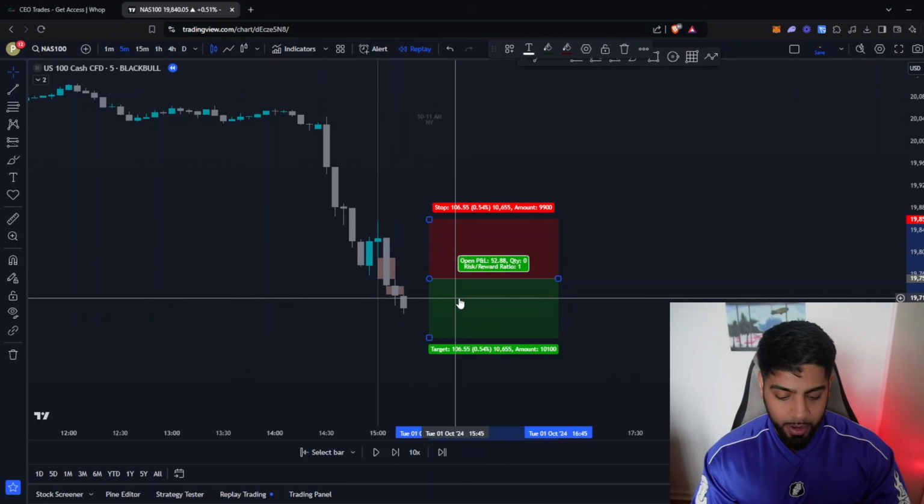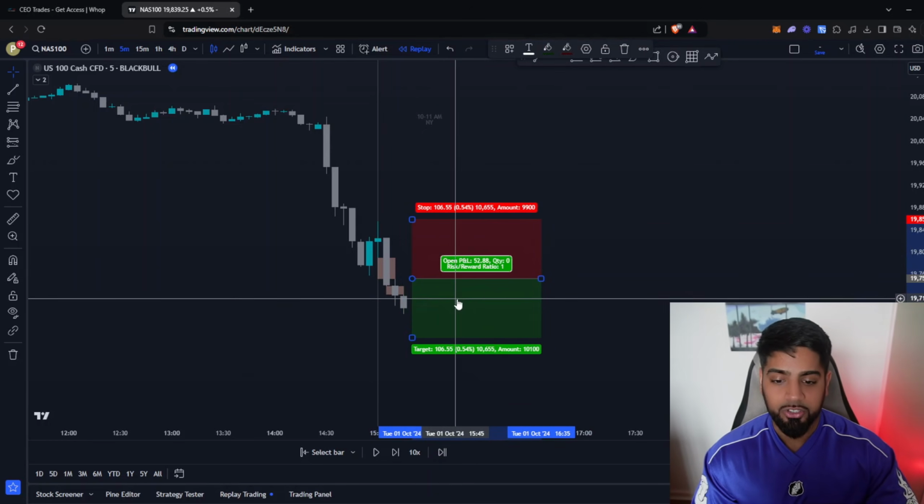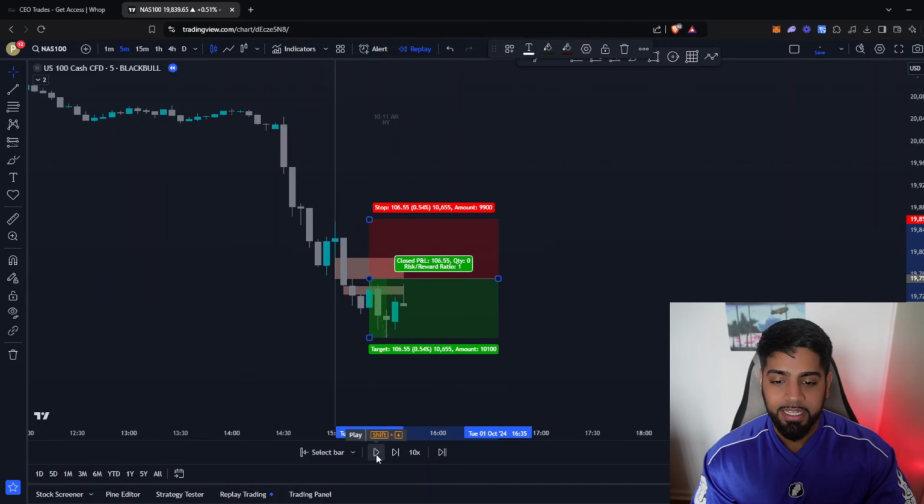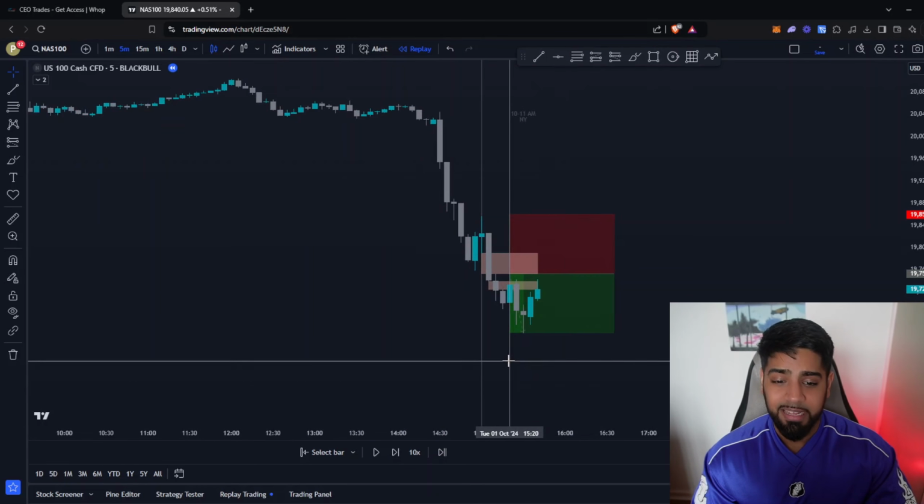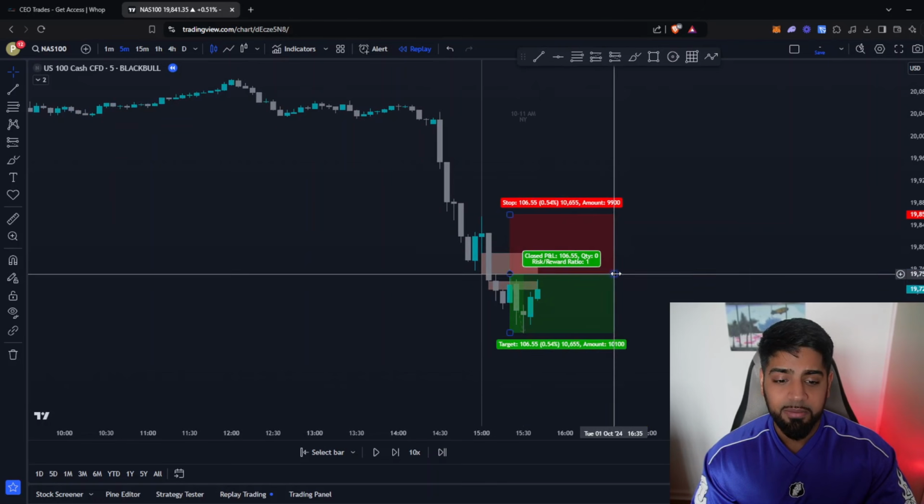So this is now our trade placed and ready on the charts. Now if I play price on, we can see that we get tapped in and immediately, within 15 minutes, we've hit take profit.